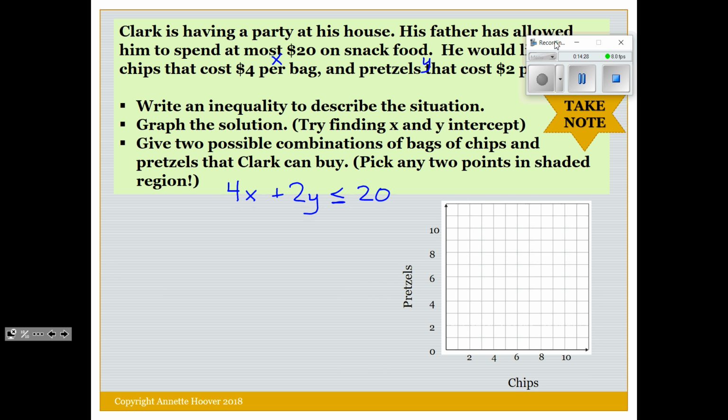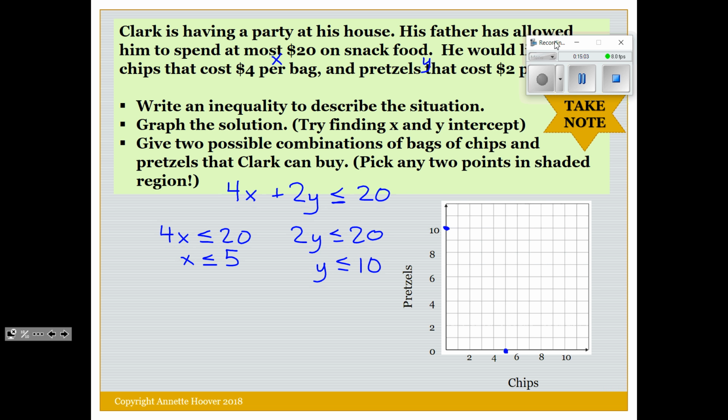Now we can graph it by finding the x and y intercept. Remember, to find the x-intercept, we plug in 0 for y. That would just give us 4x is less than or equal to 20. So x is less than or equal to 5. So he could buy 5 or less bags of chips. And to figure out the number of pretzels, if we plug in 0 to x, we would have 2y is less than or equal to 20. So he could buy 10 or less bags of pretzels.